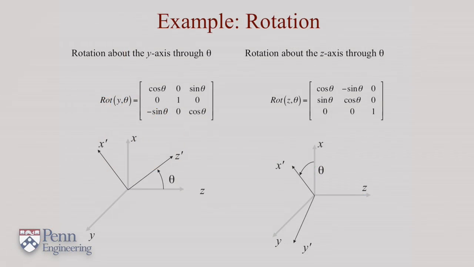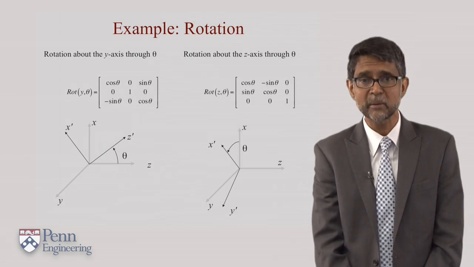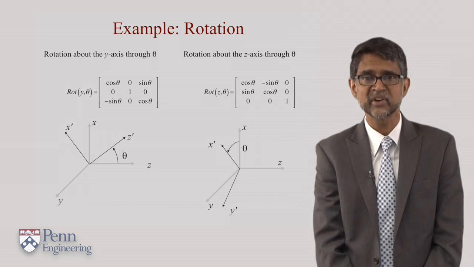Here are examples of 2 other rotation matrices. The one on the left refers to a rotation about the y-axis, again through an angle theta. The one on the right refers to a rotation about the z-axis, also through an angle theta. Again, in both these cases, there are 4 zeros, a 1, and everything else you see in the rotation matrix is either the cosine or a sine of a rotation angle, which is theta. In general, rotation matrices can look more complicated, but when you have rotations about the x, y, or z axes, they assume these very simple forms.